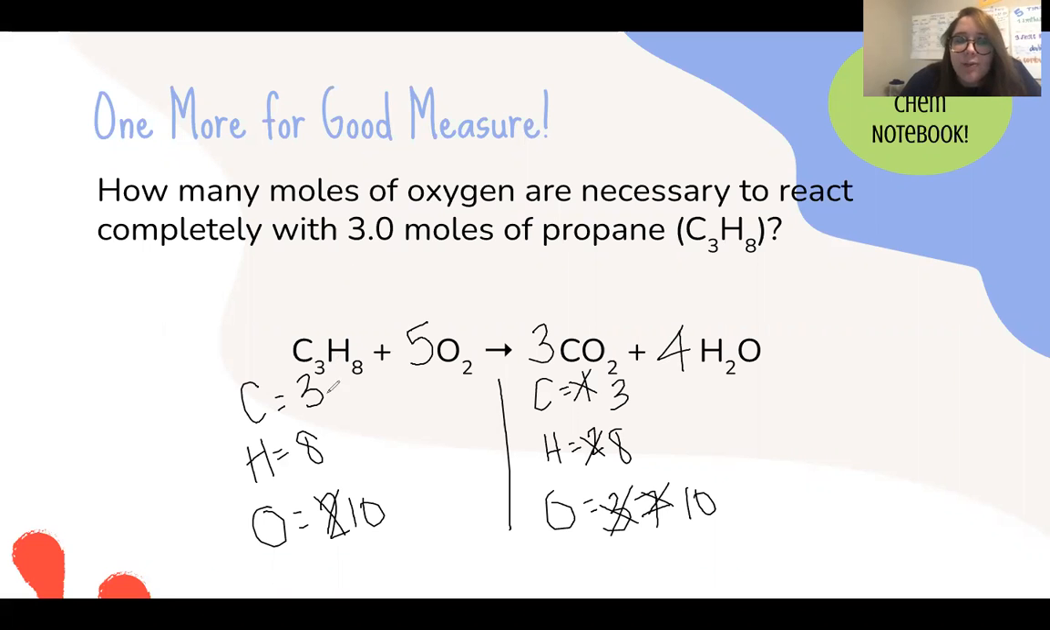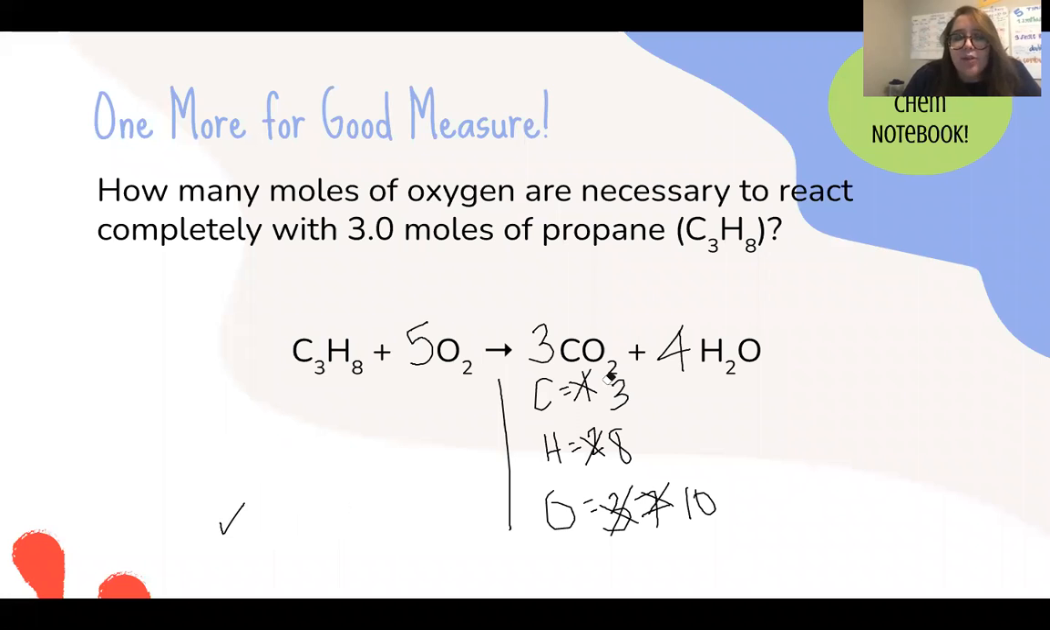Now I should be able to double check. Okay, I have 3 carbons on both sides. Perfect. I have 8 hydrogens on both sides. Perfect. And I have 10 oxygens on both sides. Perfect. So now I have my balanced equation.